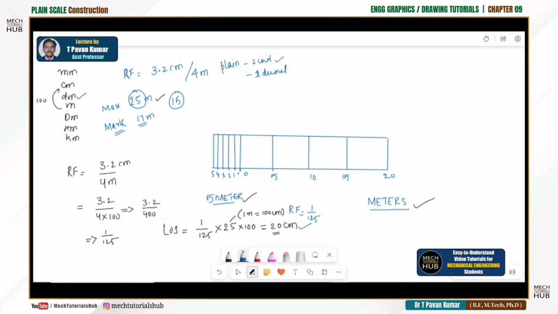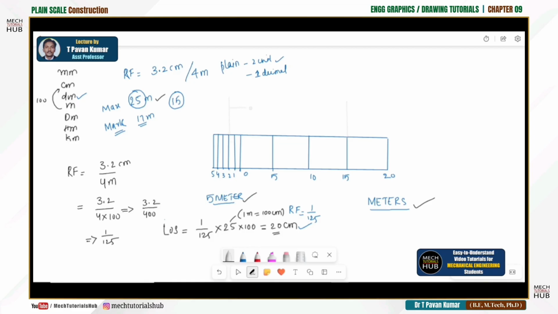Now they are asking me to mark a distance of 17 meters on it. 17 means what? This is 15 plus 2 will give you 17 meters. Okay, for that I just change the color and show you. This is one leg on 15, one leg on 2.